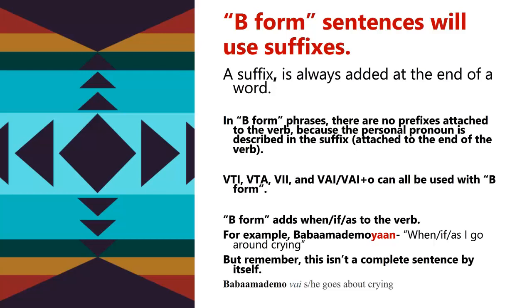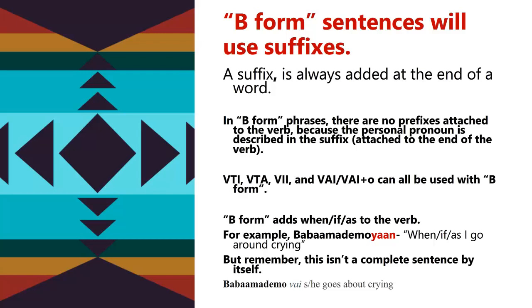B-form sentences will use suffixes. So unlike A-form, where we attached a prefix to the verb, B-form will use a suffix at the end of a word instead. VTIs, VTAs, VIIs, VAIs, and VAI plus O can all be used with B-form.